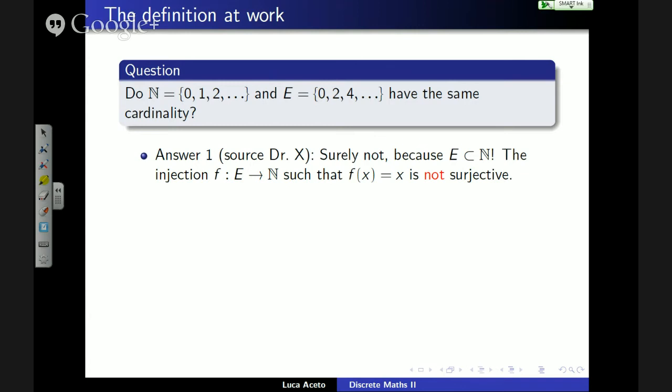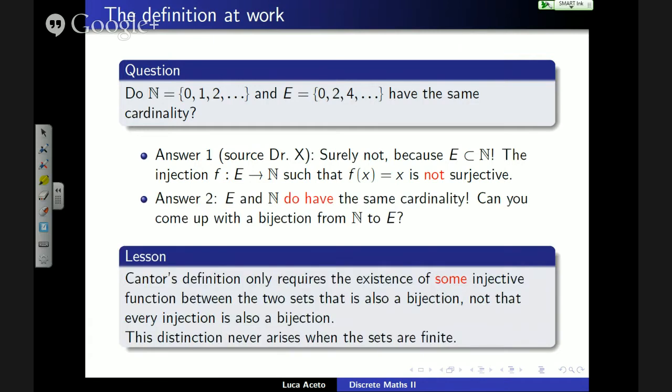Is Dr. X right? One of your colleagues is saying, no, he isn't. In fact, he's not right. The two sets have the same cardinality. Even though the set of the even numbers is a strict subset of the set of all the natural numbers, the two sets have the same cardinality. There is actually a bijection between the two sets.